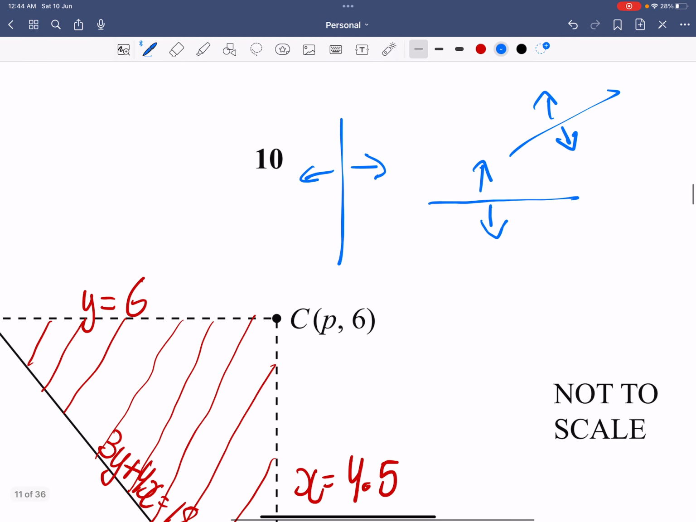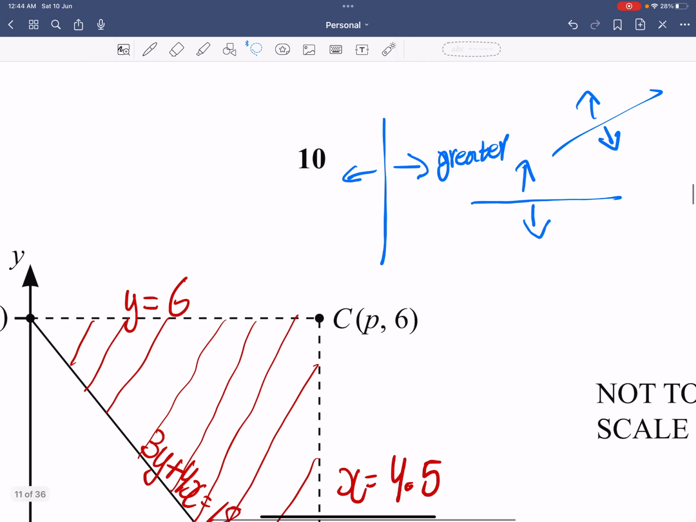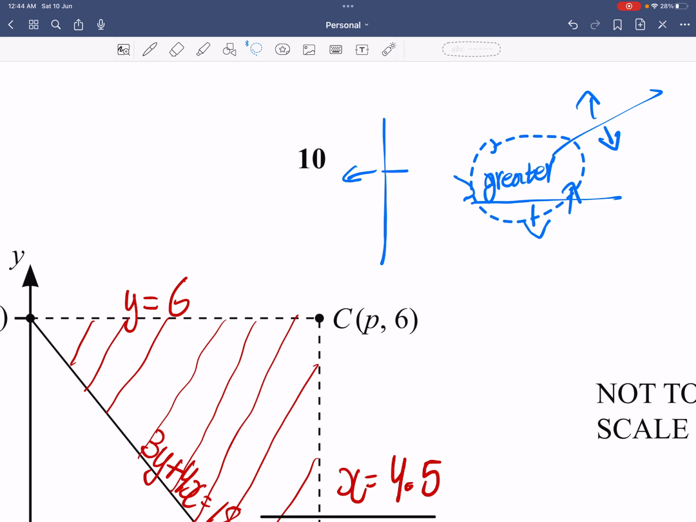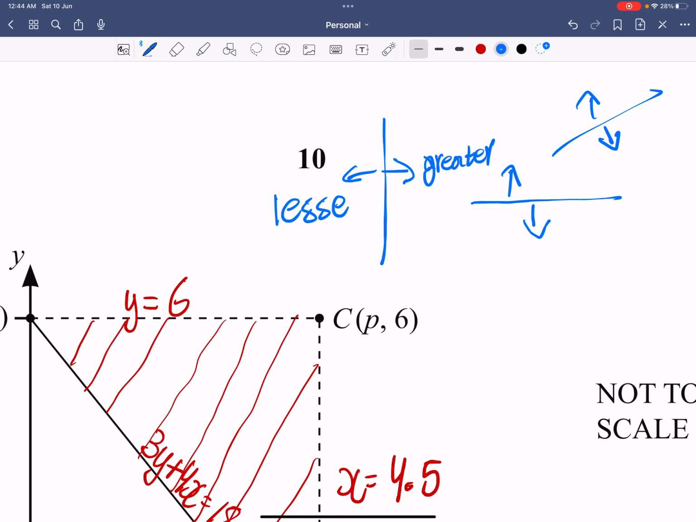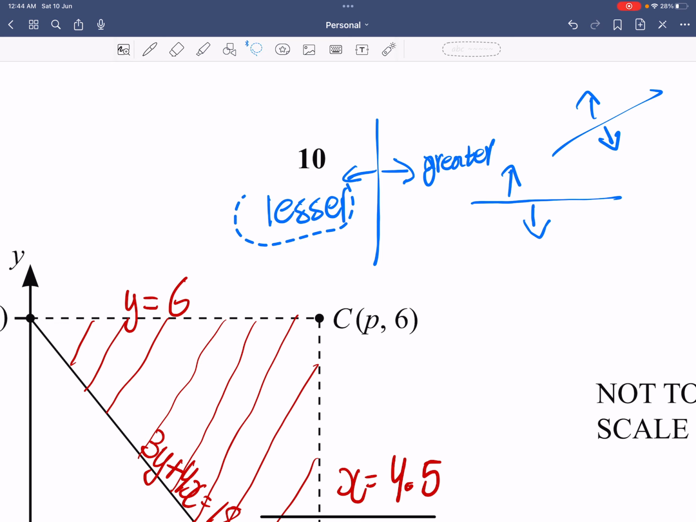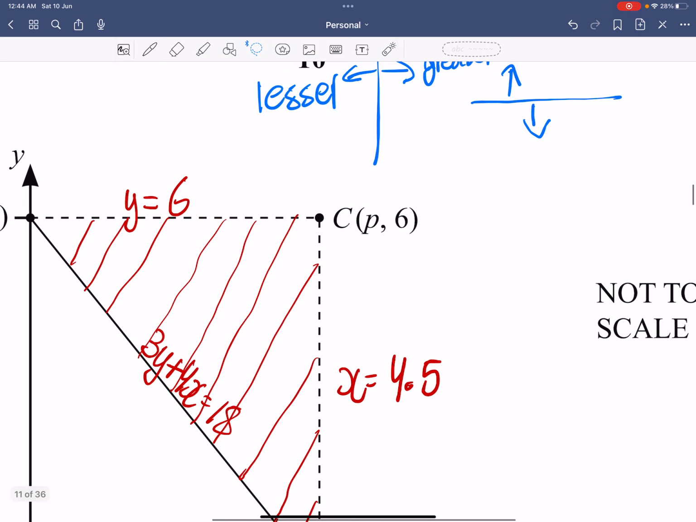Let me write it over here as well. This means greater, this means greater, all of these mean greater, and this means lesser. Now look at where the lesser sign moves. So this is lesser, this is lesser, and this is lesser. So since I need to move above, it will be greater, right? So 3y plus 4x is greater than or equal to 18.